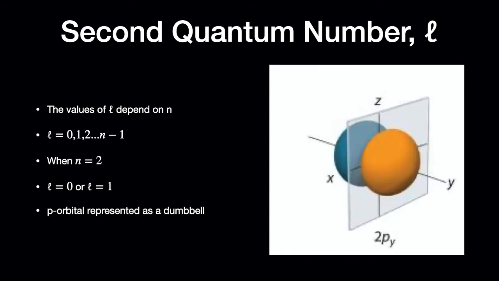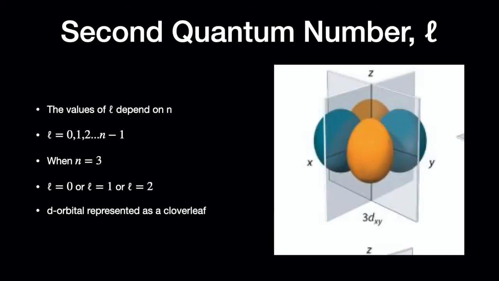What happens when n is equal to 2? L can have values from 0 all the way up to n minus 1, so possible values are L equals 0, which is described by a spherical s orbital, or L can be equal to 1, and this is represented as a p orbital. So L equals 1 is a p orbital, and it's shown here as sort of a dumbbell shape along the xy axis.